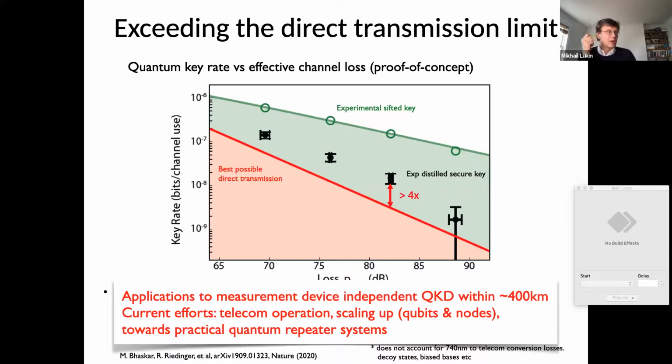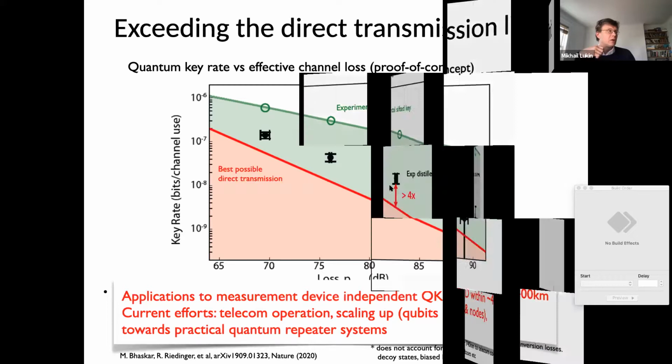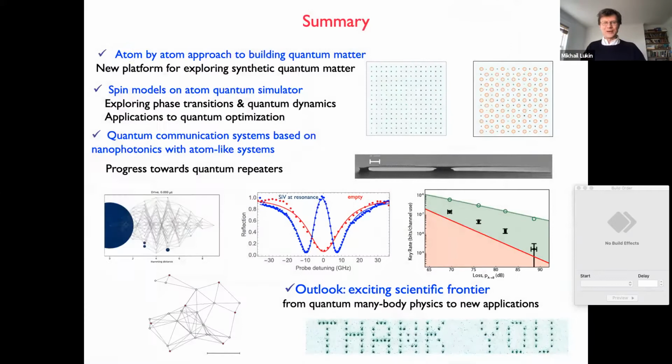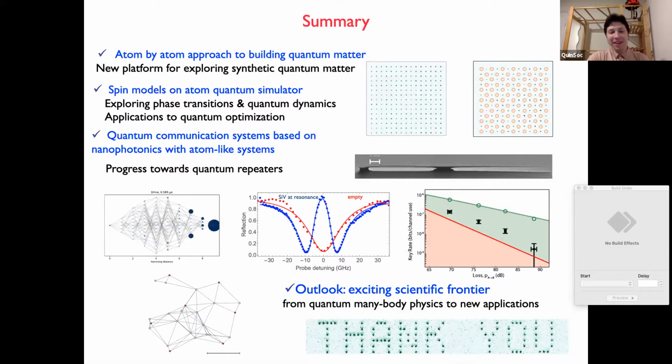We are now trying to scale this system up, and also deploy it in the real world. This is actually a Boston area network, which we are trying to study. And of course, we would like to eventually go beyond, and combine these ideas with satellites, and maybe even wire up our atom array and superconducting processor. Well, anyway, I think that's maybe time for me to stop, so thank you very much, guys.